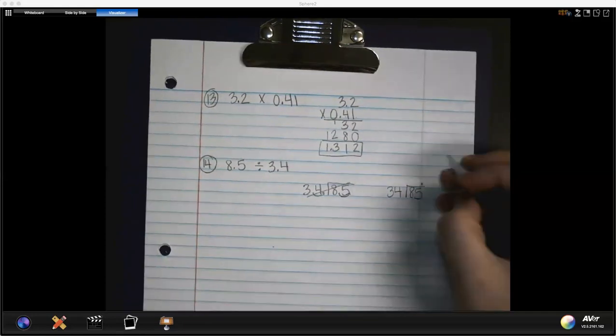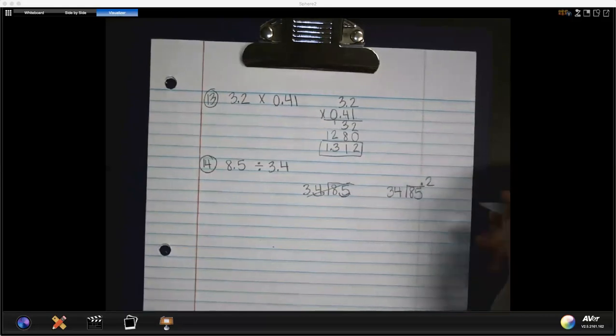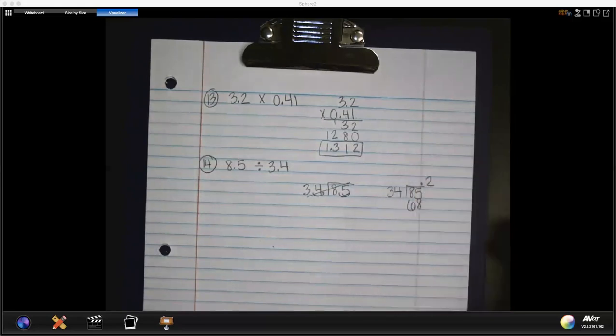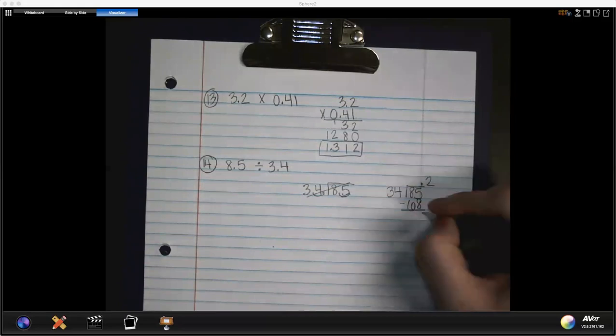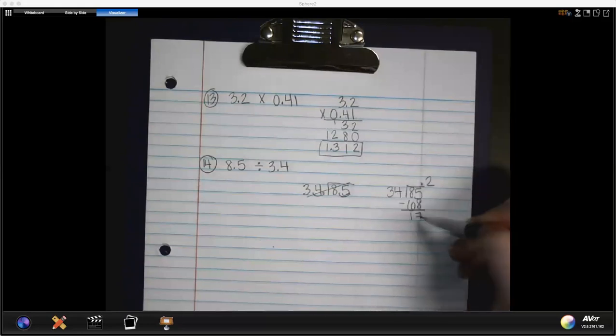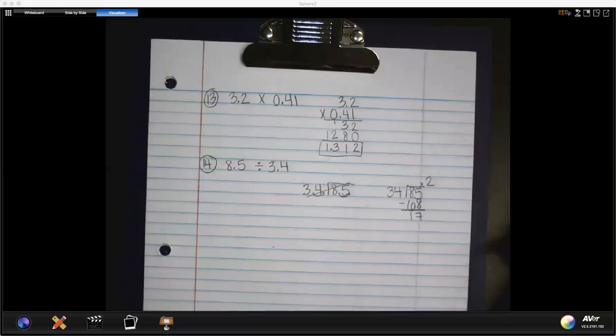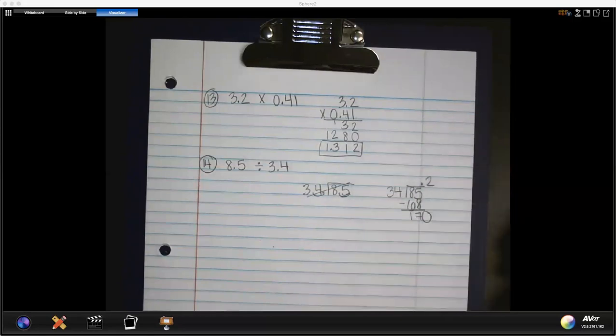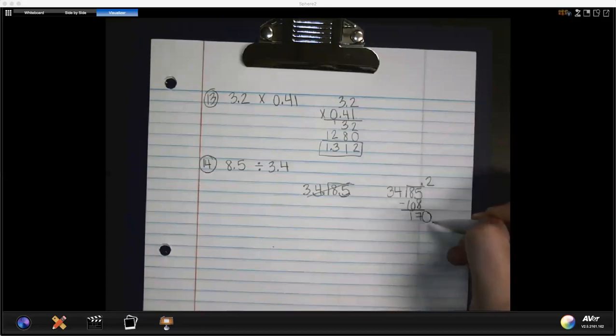It should be twice. Okay, what is 34 times 2? 68. And then we're going to subtract to find the difference. What's the difference between those two numbers? 17, good. Okay, how many times can 34 go into 17? 0 times, so therefore we need to add that 0. Okay, how many times can 34 go into 170?